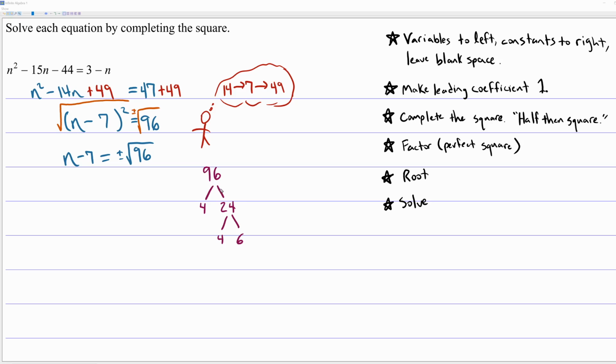That would have been faster, but again, 96 is kind of an unusual number. So, at the next step, we're going to solve. I'm going to go ahead and add 7 to both sides.